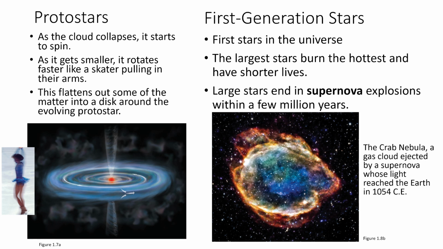And the protostars produce the first generation stars in the universe. Typically, the largest stars are the hottest and have the shortest lives and end in supernova explosions within only a few million years. So here's a picture of the Crab Nebula and a supernova around 1000 Common Era.